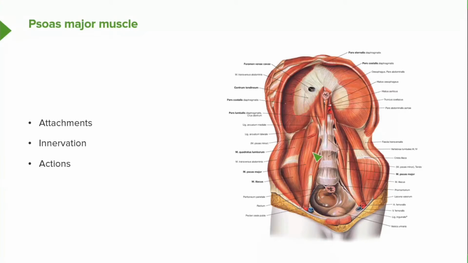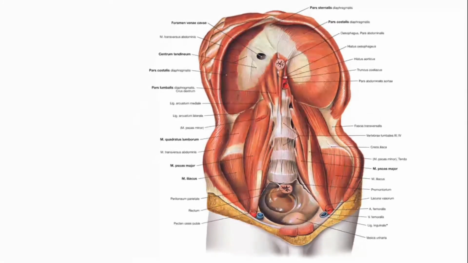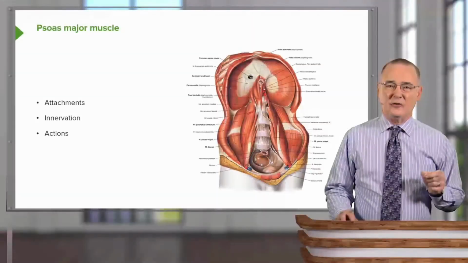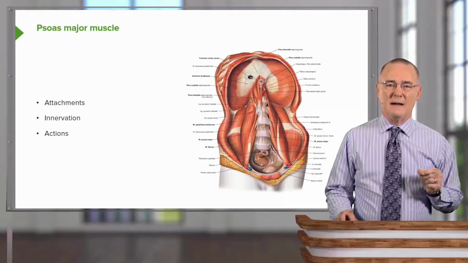Here's the right psoas major. The left one is shown over and through here. The points of origin of the psoas major will be the lateral aspects of the vertebral bodies of T12, L1, L2, L3, L4, and L5, the intervening intervertebral discs, and then it also will originate from the transverse processes of your lumbar vertebrae, all 5 of them.